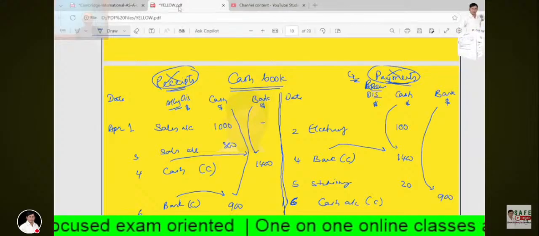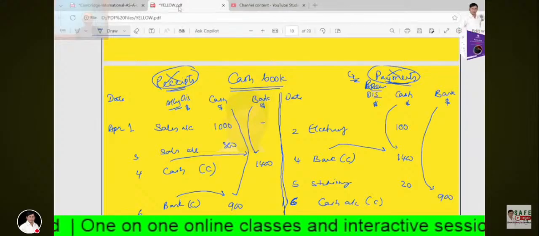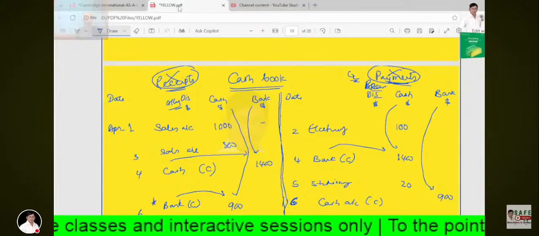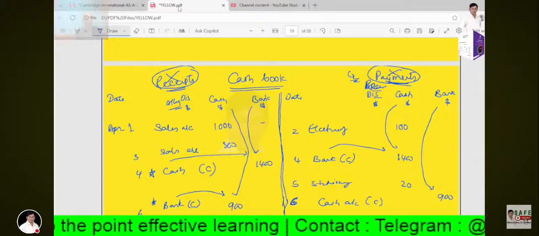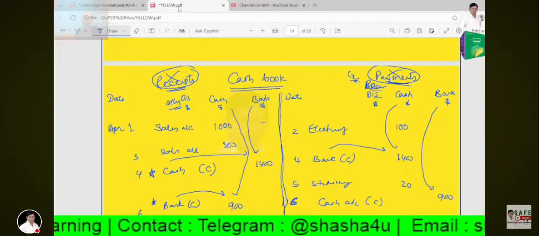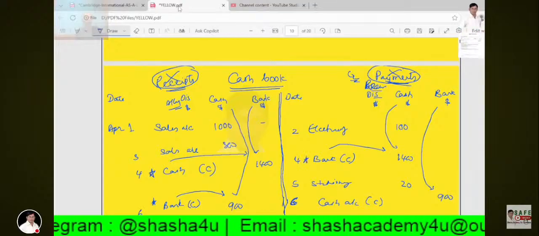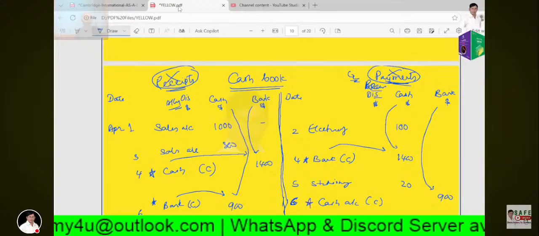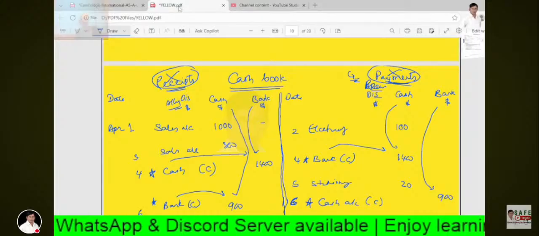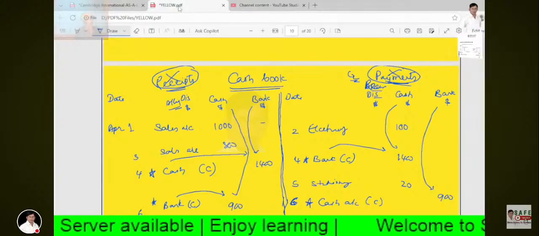A lot of students commit mistakes here. Contra entries are very important because a lot of students commit mistakes here. And cash book problems are very important in AS level, often asked. Okay, so very important.